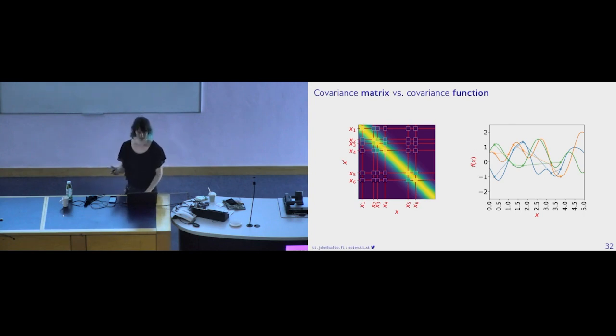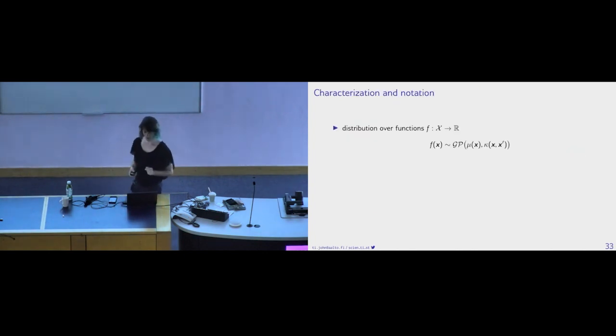If I had scrambled the indices, then we'd basically be connecting points that are not next to each other. But it doesn't matter for the actual learning of the function. All right, so going back to a bit more formal notation, a Gaussian process is a distribution over functions from some fairly arbitrary domain x to the real values.